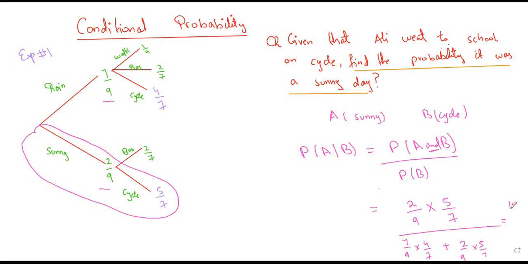The numerator would become 10 divided by 63, and for the denominator, just do that quickly, please. I'll be waiting. So the final answer is going to be 5 by 19, and that is the correct answer. This should be 5 by 19, and it is 5 by 19. This is going to be the answer.